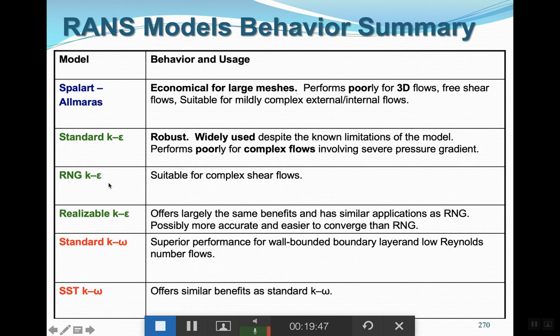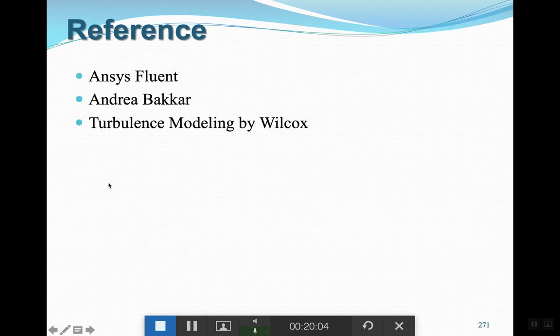Again, here I have summarized for you the pros and cons for each of these models. Again, you don't need to memorize this, just read it out and have the general parameters in your mind.